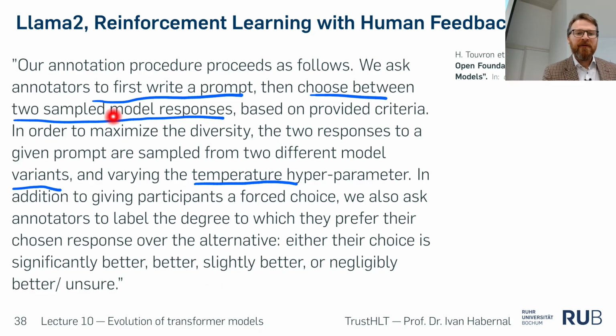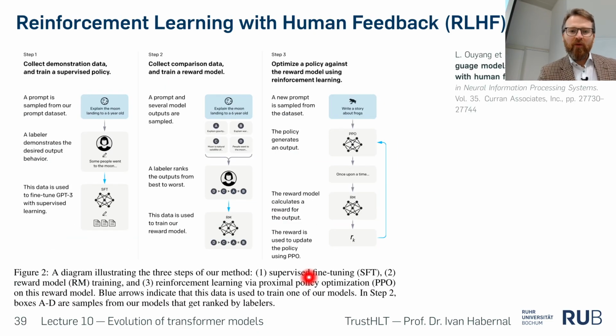Anyways, in addition to giving participants a forced choice, we also ask annotators to label the degree to which they prefer their chosen response over the alternative, either their choice is significantly better, and so you're basically collecting the data, and you use this to train this reward model.